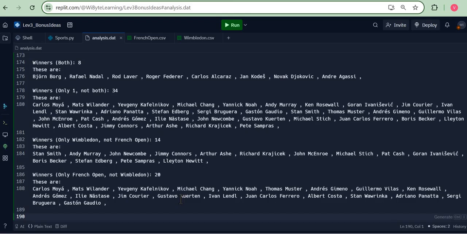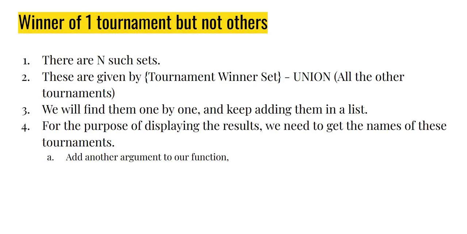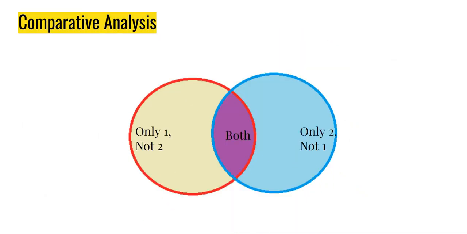Now, this is a little bit more involved than intersection and union, but also quite interesting. The first thing to understand is that there are n such sets. How do I see this? Well, when we had two tournaments, Wimbledon and French Open, we had one set which is this yellow portion, Wimbledon but not French Open. The other one was the French Open but not Wimbledon.